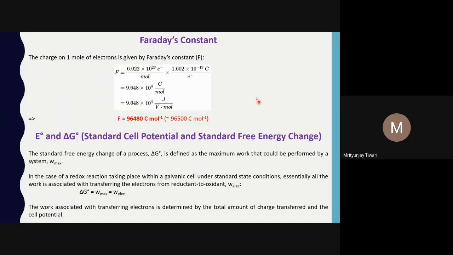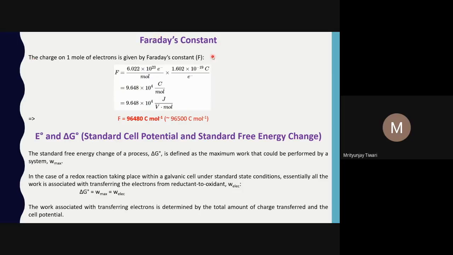Good morning, students. Today we are going to study the relation between the standard cell potential and the free energy change, and also the cell potential and the equilibrium constant. But before going into that, let us first understand Faraday's constant, because it is important for us to understand what this is, where it comes from, and what its value is, because everywhere we will be using this symbol F, which means this much charge per mole, this Coulomb charge.